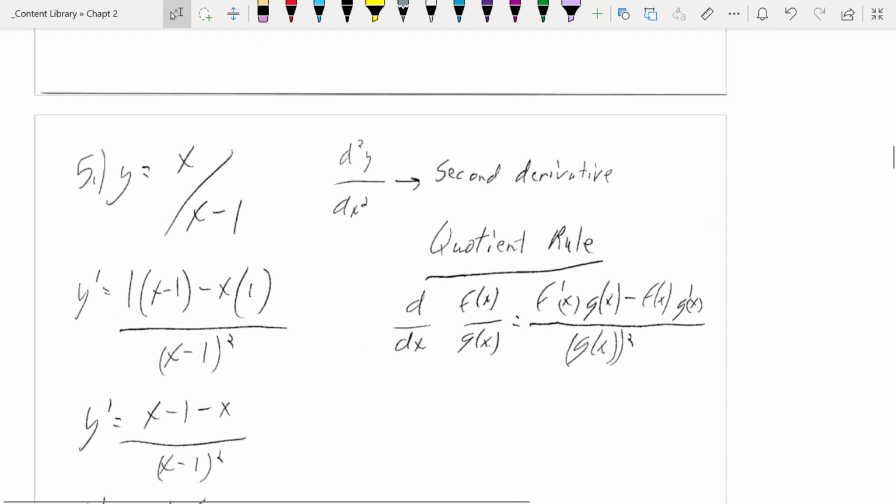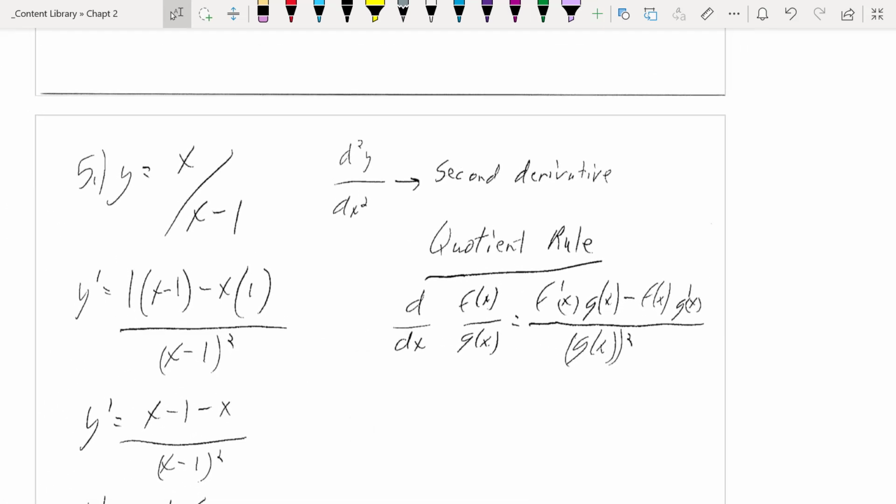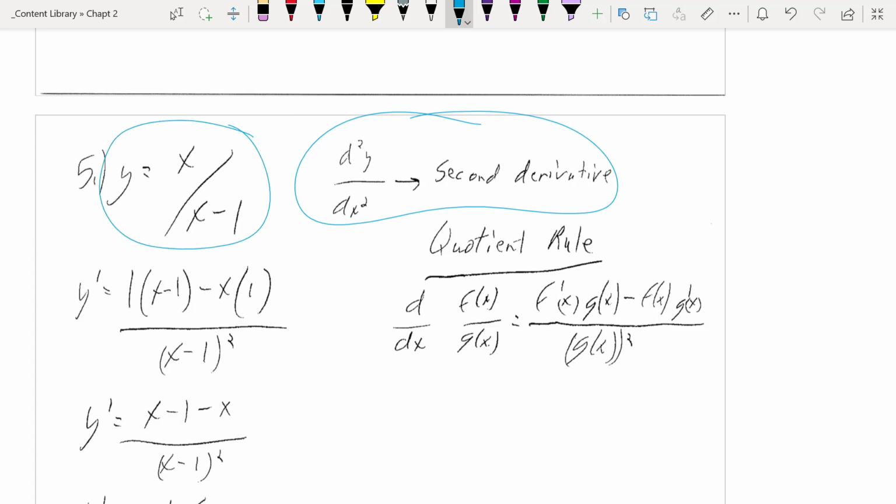Okay, number 5. It wants us to find d squared y all over dx squared. Remember, that actually means the second derivative. So we're going to find the second derivative of this problem right here. Again, you're going to notice we've got an equation over an equation, so that means we're going to have to use the quotient rule.